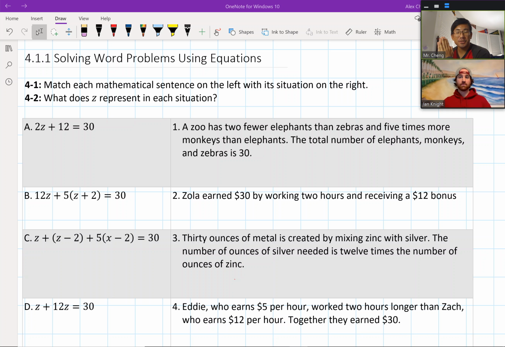All right. Welcome back, Algebra 1, folks. We are here today with Mr. Knight. Mr. Knight, how are you doing? Oh, it's a good day today. It is a good day today. Almost the start of school. We're very excited.